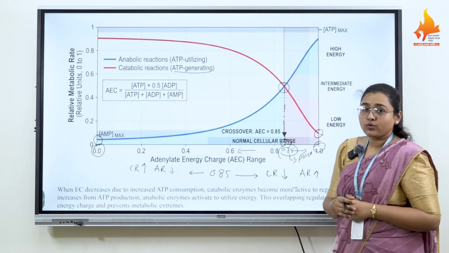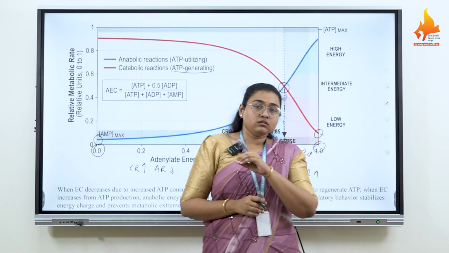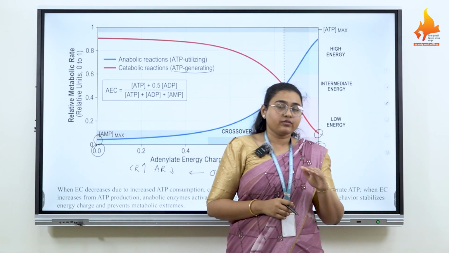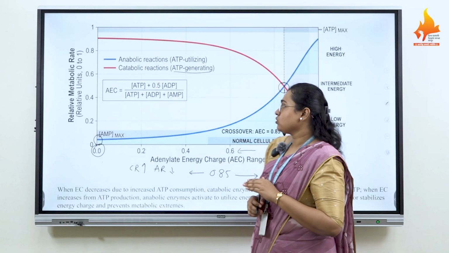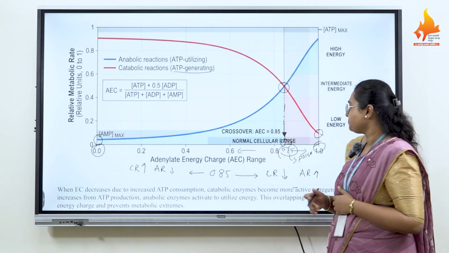Why am I suggesting 0.85? Because at the point of 0.85 there is an equal amount of catabolic and anabolic reaction, so the generation rate will be similar and the utilizing rate will be similar.